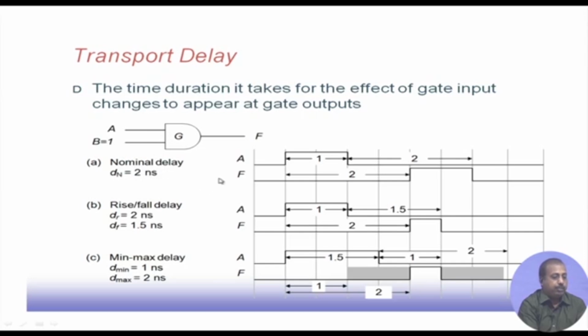That means B is permanently set to 1. So B is not changing, only the value of A is changing. A was initially low and then becomes high, and after one time unit it becomes low again. If the nominal delay of this gate is 2 nanoseconds, then for this event to come to F, it takes 2 nanoseconds. So the output becomes high at this point, and again there is an event on line A at this point.